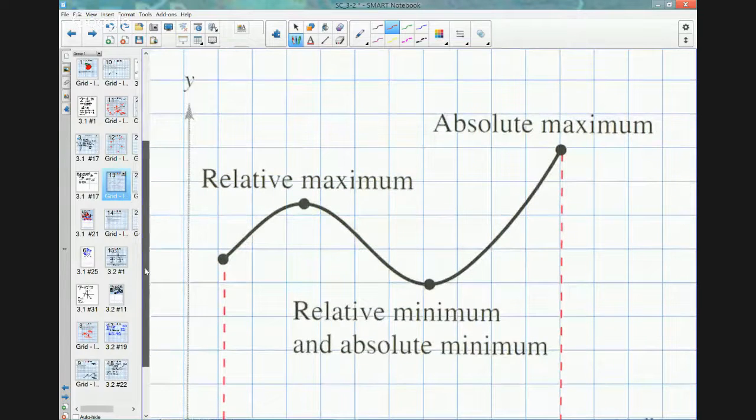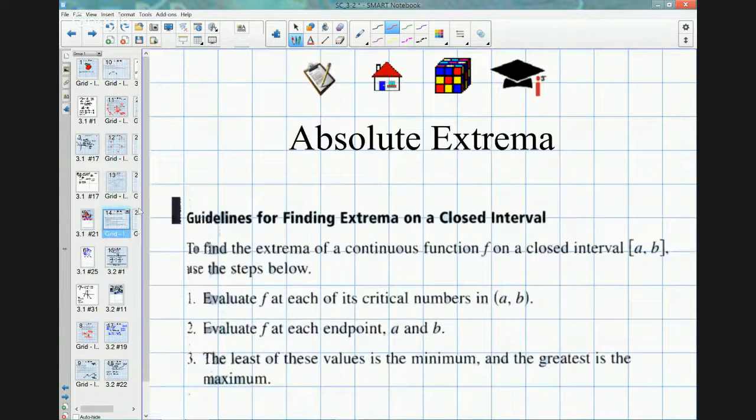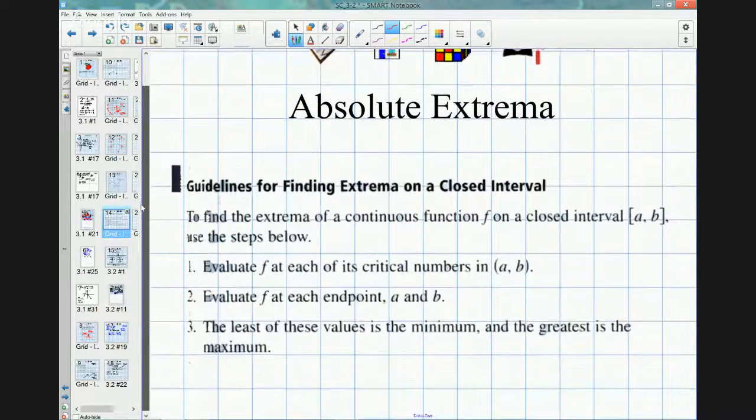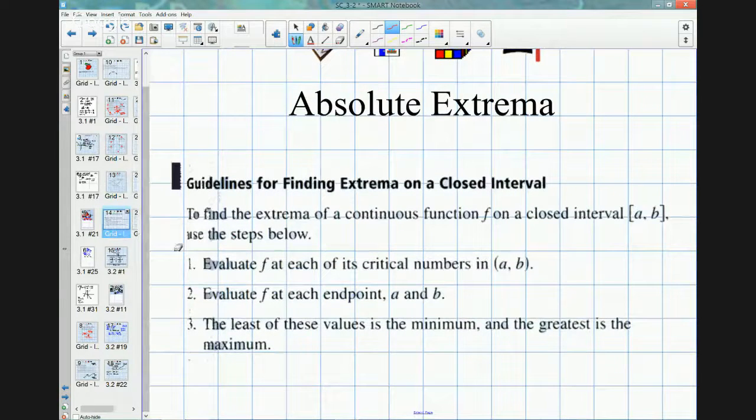So, how does one find absolute extrema? Well, not a whole lot different from what you did for today. You find the critical numbers first. Isn't that exactly what we did today? And then find what the value is at each of the critical numbers.